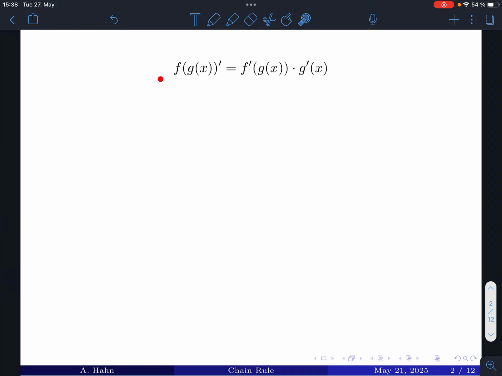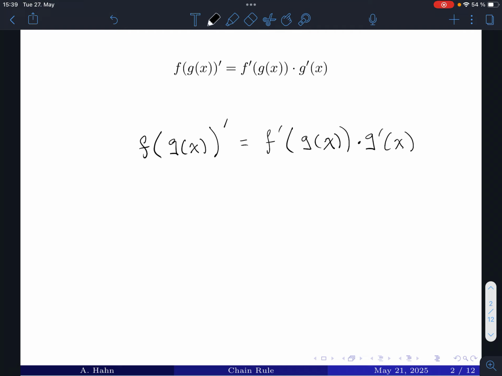And let's break down what this means. So this first part, f of g of x prime, is saying that we have some outside function, and then inside that outside function, we have an inside function, g of x, and then we're going to take the derivative of that entire thing, and that entire derivative is going to be the derivative of the outside evaluated at the inside, and then multiplied by the derivative of the inside.